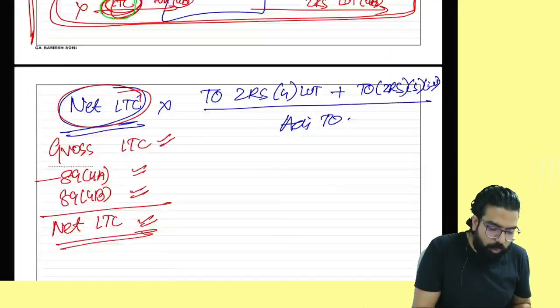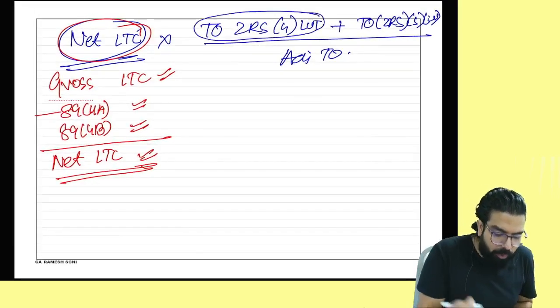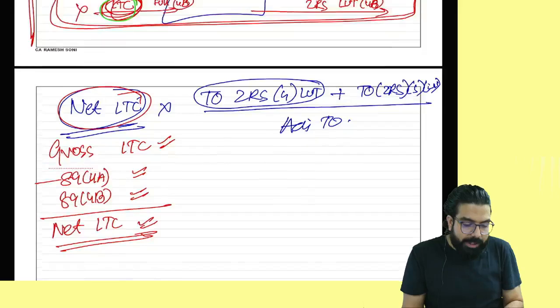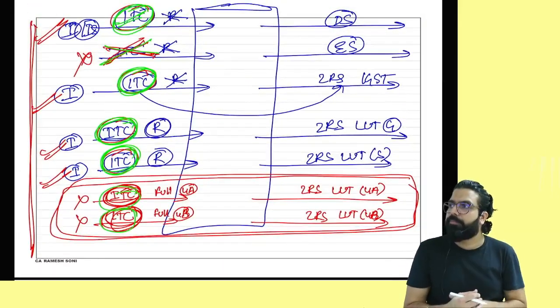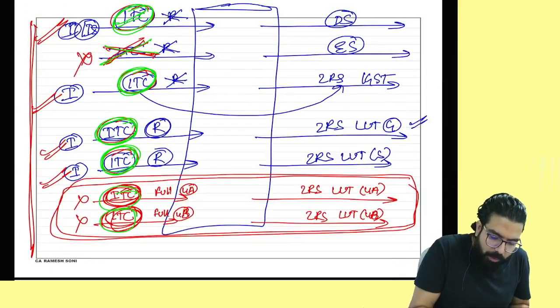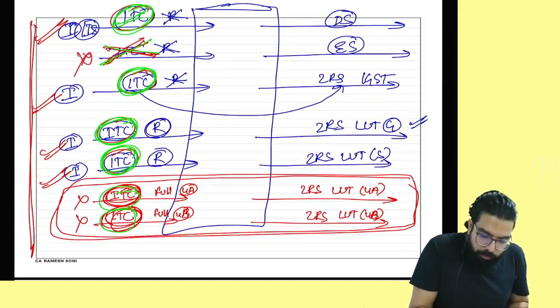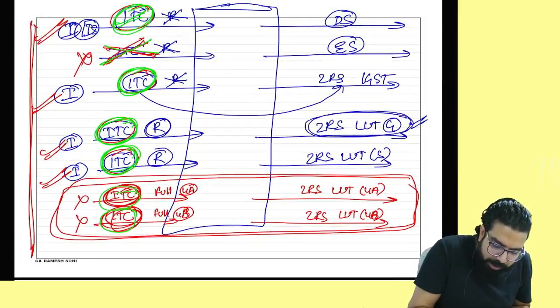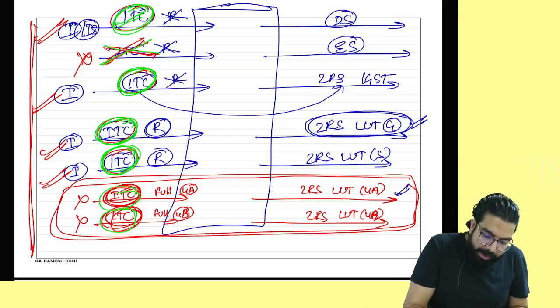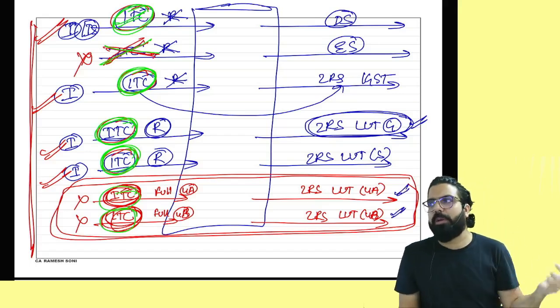Now, the next one will be zero rated supply of goods under LUT. Can you tell me which one you will take? Turnover 1, 2, 3, 4. The fourth one. This is zero rated supply of goods under LUT. But 89 4A and 4B you would also have done under LUT.